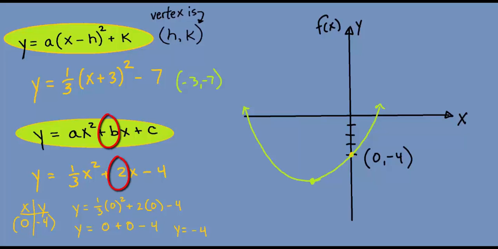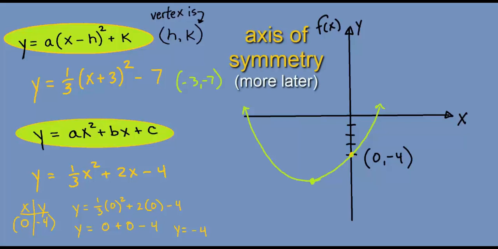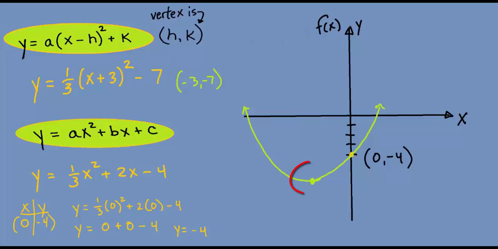What about that b, which in this case is a 2? Does that tell us anything directly about the parabola? No, not directly. However, it is part of a little magic formula that I'm going to show you here. I'm not going to show you why this formula works in this particular video, but I'm just going to show it to you as a way of finding what we call the axis of symmetry of a parabola, as well as the vertex. So here's the little magic formula.